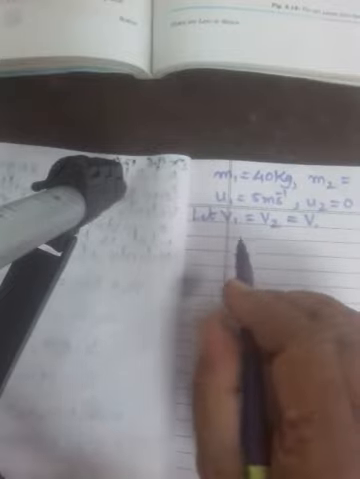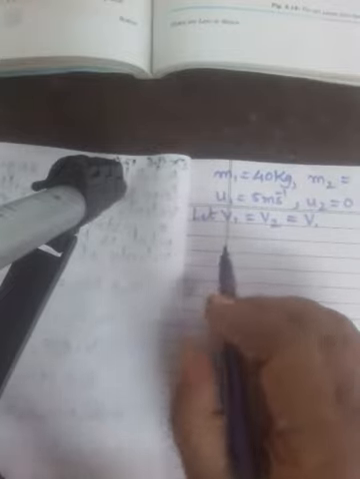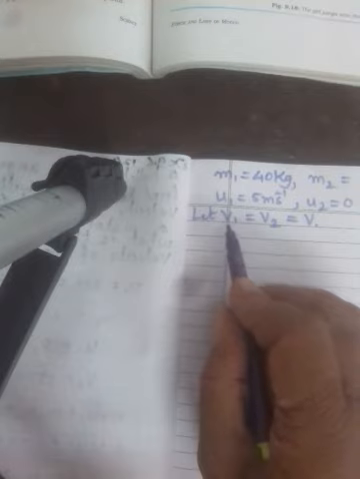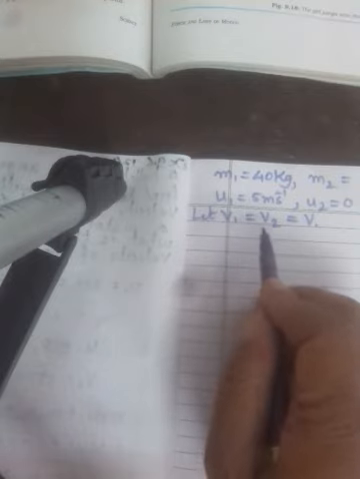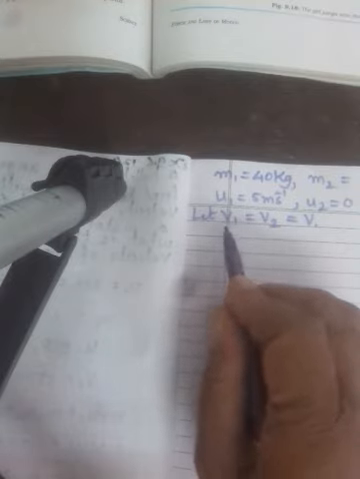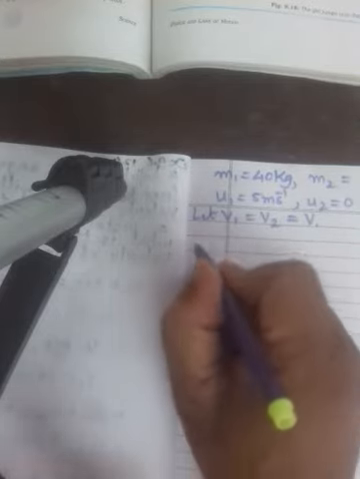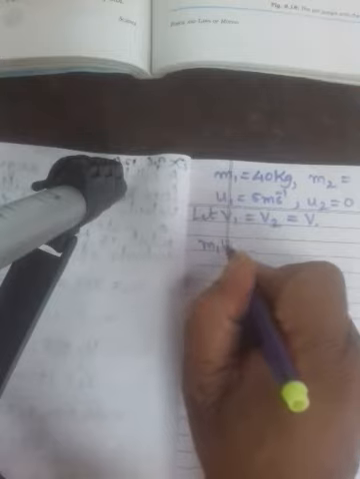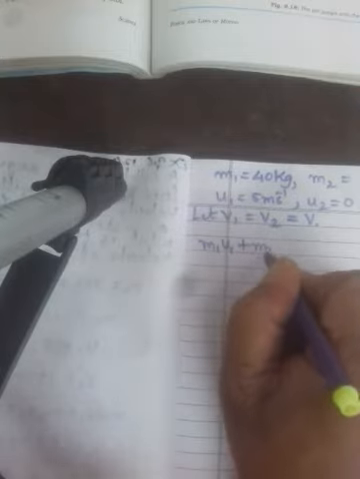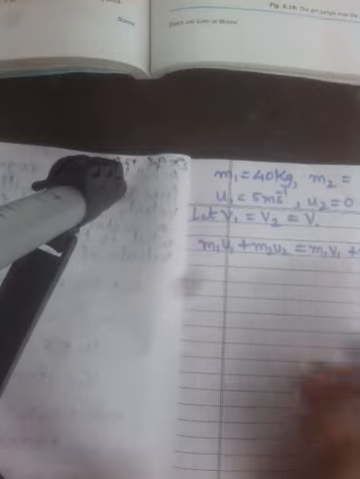And since the girl jumps onto the cart, both the cart and the girl will move with the same velocity. So the final velocity of both the girl and the cart will be the same. So we take V1 equal to V2 equal to V. From the law of conservation of momentum, M1 U1 plus M2 U2 is equal to M1 V1 plus M2 V2. So this is going to be the equation.